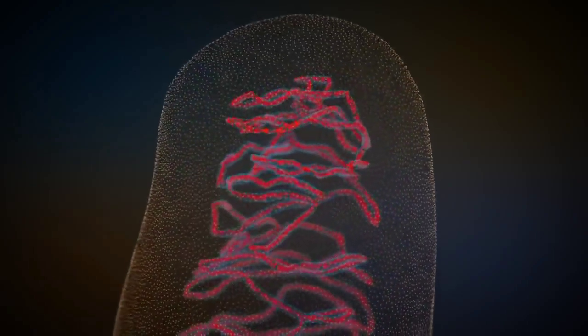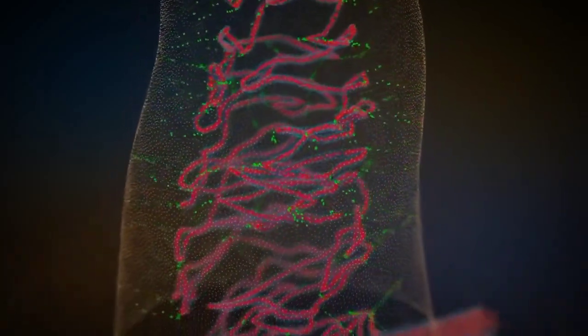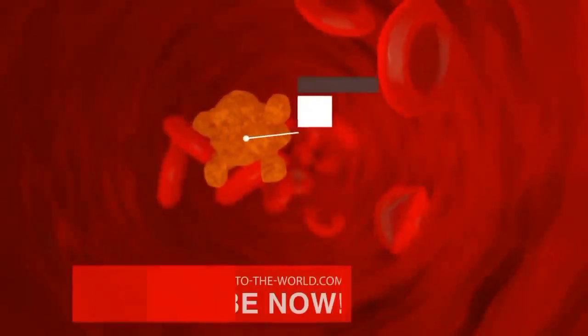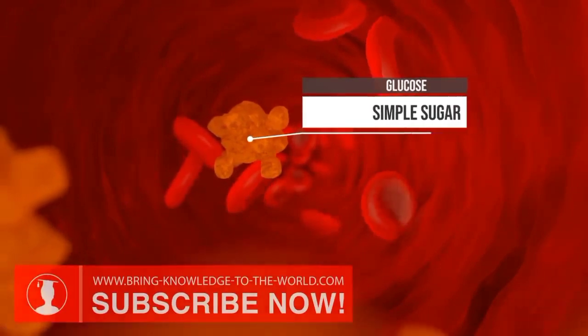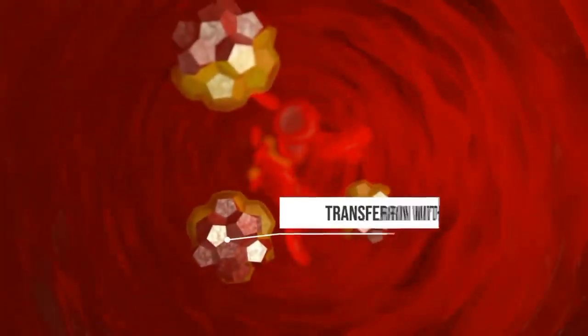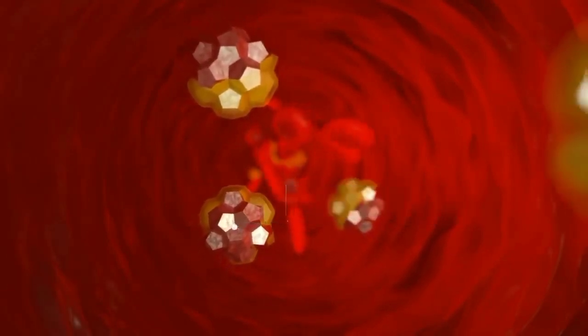Each villus contains blood capillaries and a lymphatic capillary called lacteal, which we will see later. The nutrients marked green here are absorbed by the villus and transferred to the blood capillaries. Some nutrients, such as glucose, do not require a carrier. They are transported freely in the bloodstream. Other nutrients, such as iron, require transport proteins such as transferrin.